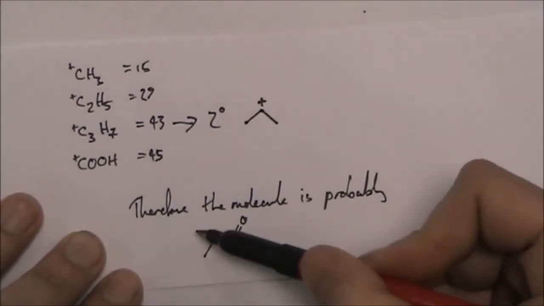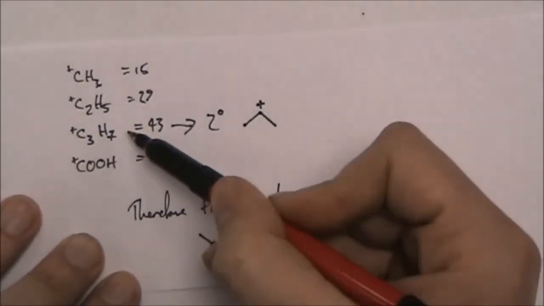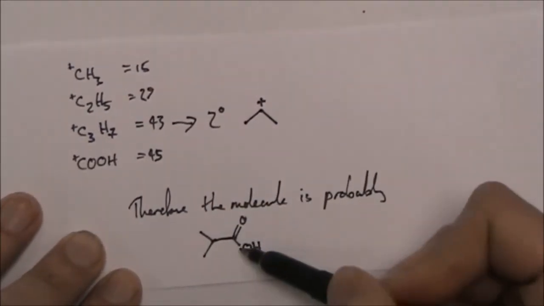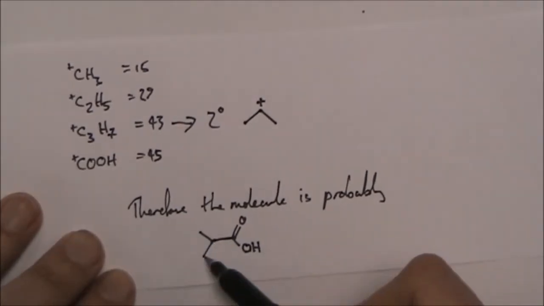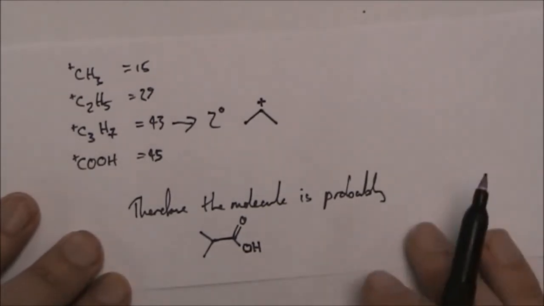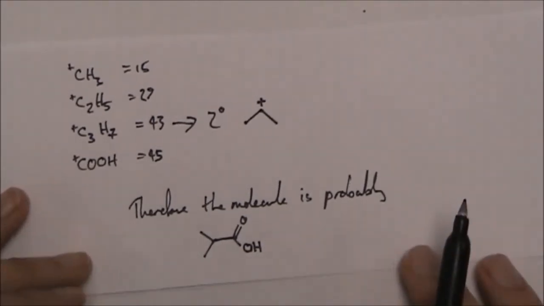Look, if we break that bond, we get our secondary carbocation, this one. We have the CO, we have the OH. There's no other way that we could arrange these carbon atoms in order to get a secondary carbocation. And so there is our answer.